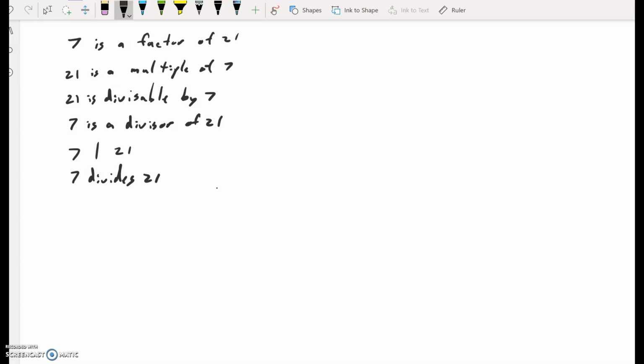One number dividing into another number evenly with the remainder of 0 is a very, very important concept in mathematics. And when you have an important concept like that, there's almost always approximately 1,000,000 different ways to say it. Every single one of these 6 things means the following thing. It means that when you divide 7 into 21, it goes in 3 times and the remainder is 0.